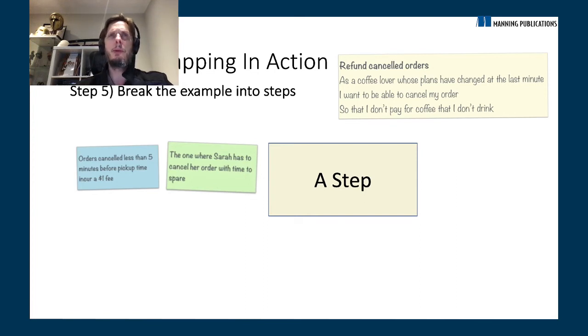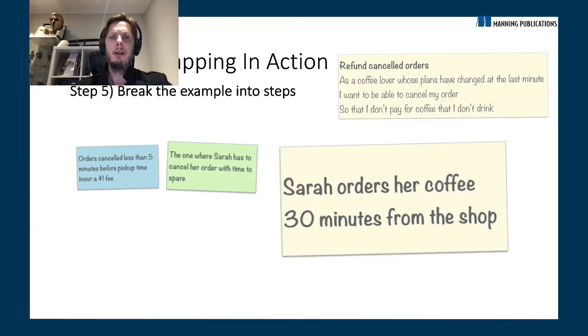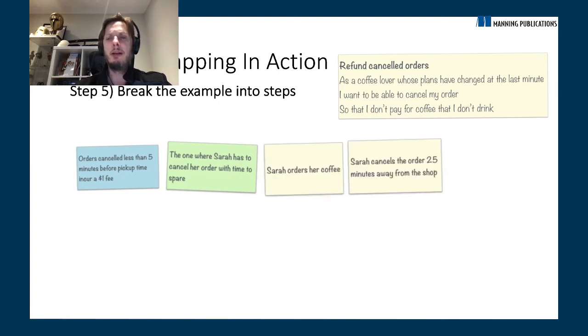And steps, we represent them in yellow. So our first step might be, Sarah orders her coffee 30 minutes away from the shop, and Sarah cancels 20 minutes away from the shop. So we have these sequences of steps. Each example, we break it down into steps. And you can have as many steps as you want. Usually you don't have a huge number.